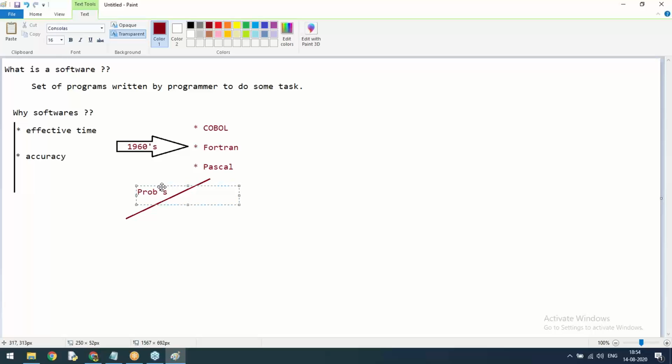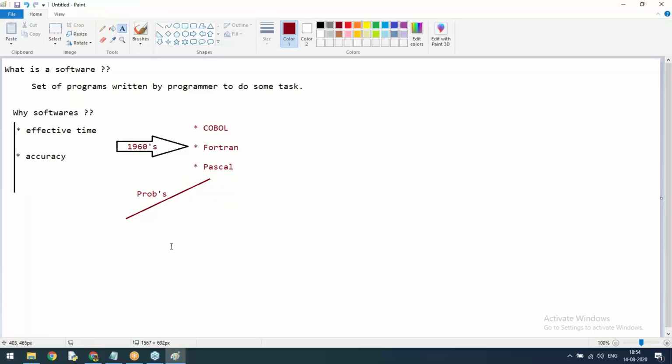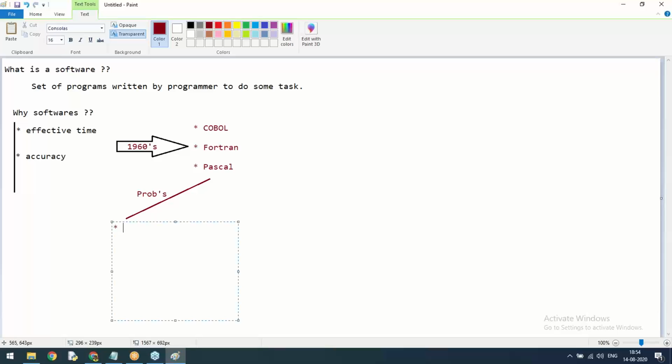What problems were there with these programming languages, sir? The first problem of these programming languages is that they are not general purpose. So now the question: what is the meaning of general purpose? General purpose language means they can be used for every domain.